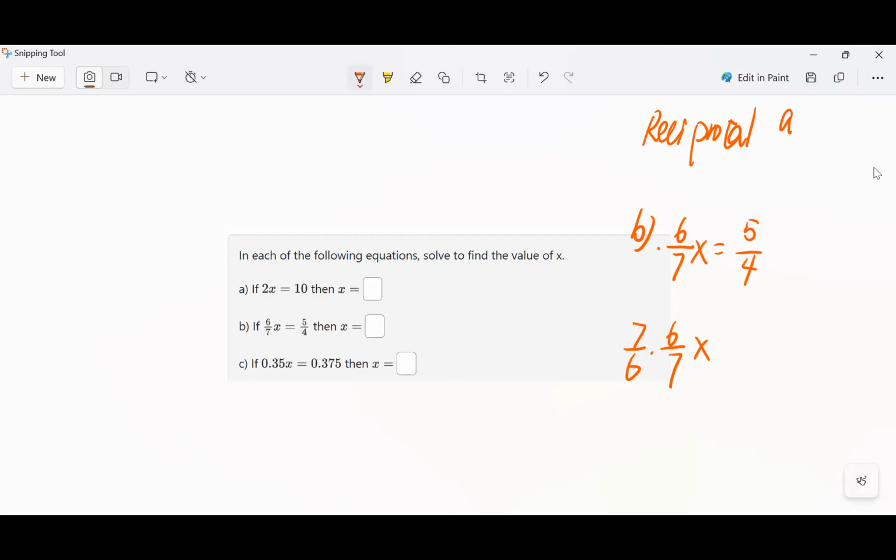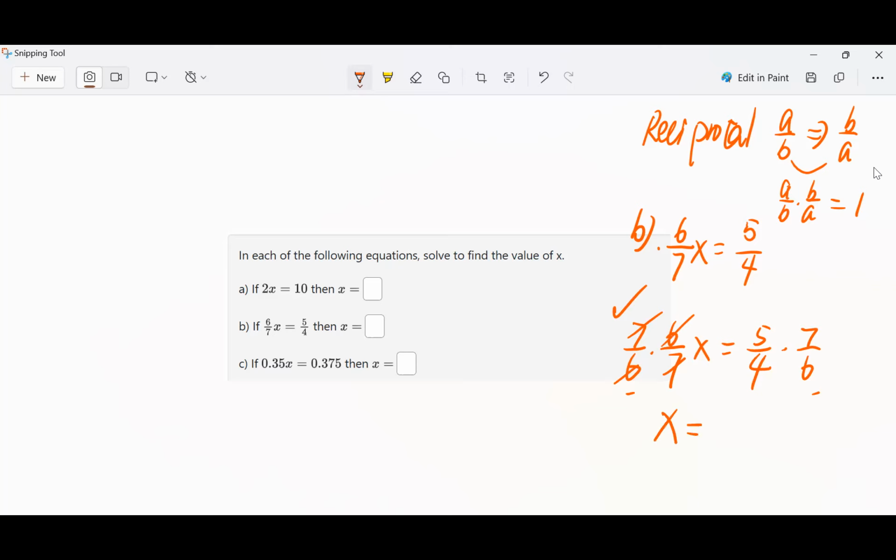Basically, the reciprocal of A over B becomes B over A. And the product of the reciprocals, A over B times B over A, becomes 1. So we can easily get rid of the fraction on the left-hand side by multiplying by the reciprocal. On the right-hand side, very similar, multiply by 7 over 6. On the left, you see 6 cancel, 7 cancel, and it becomes 1. So x is by itself.